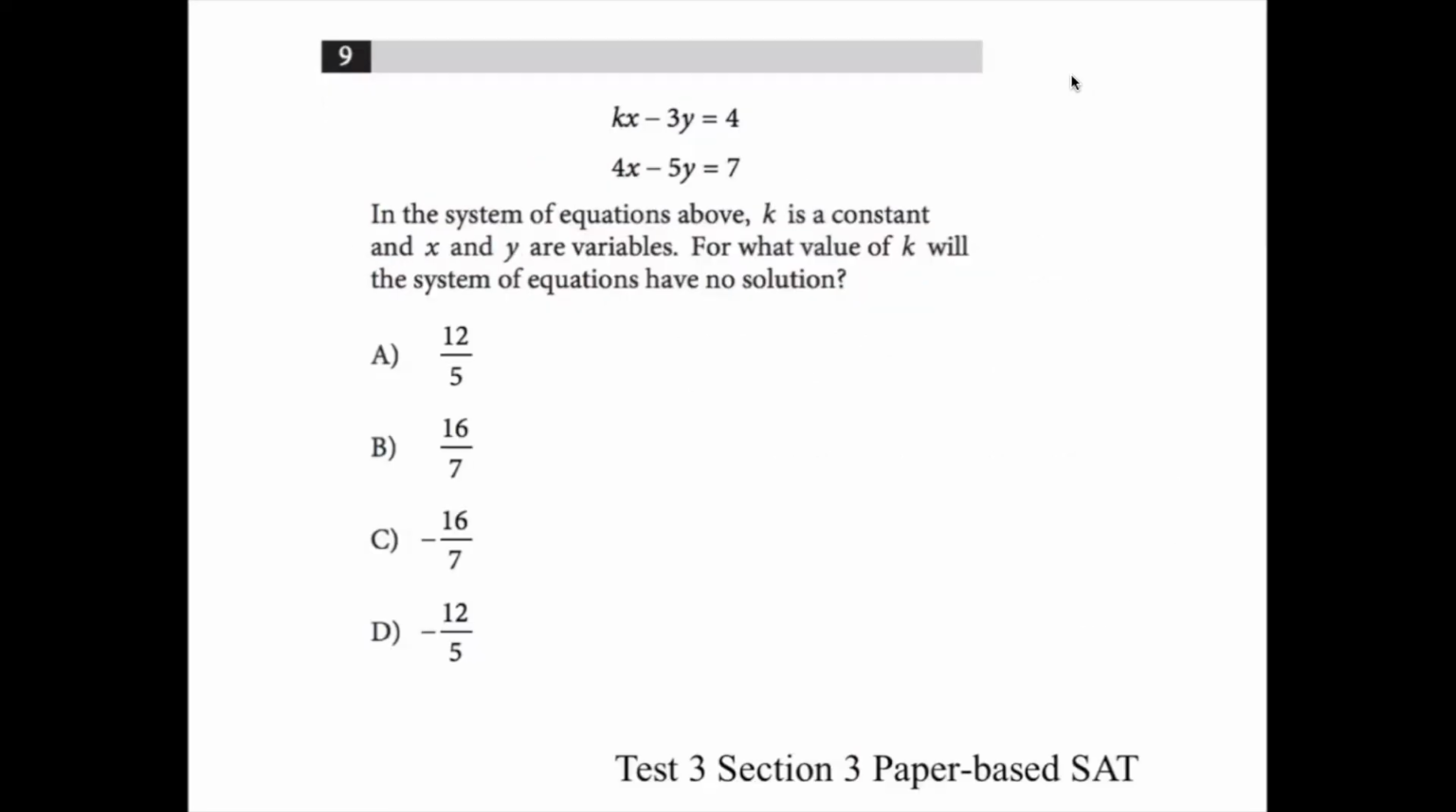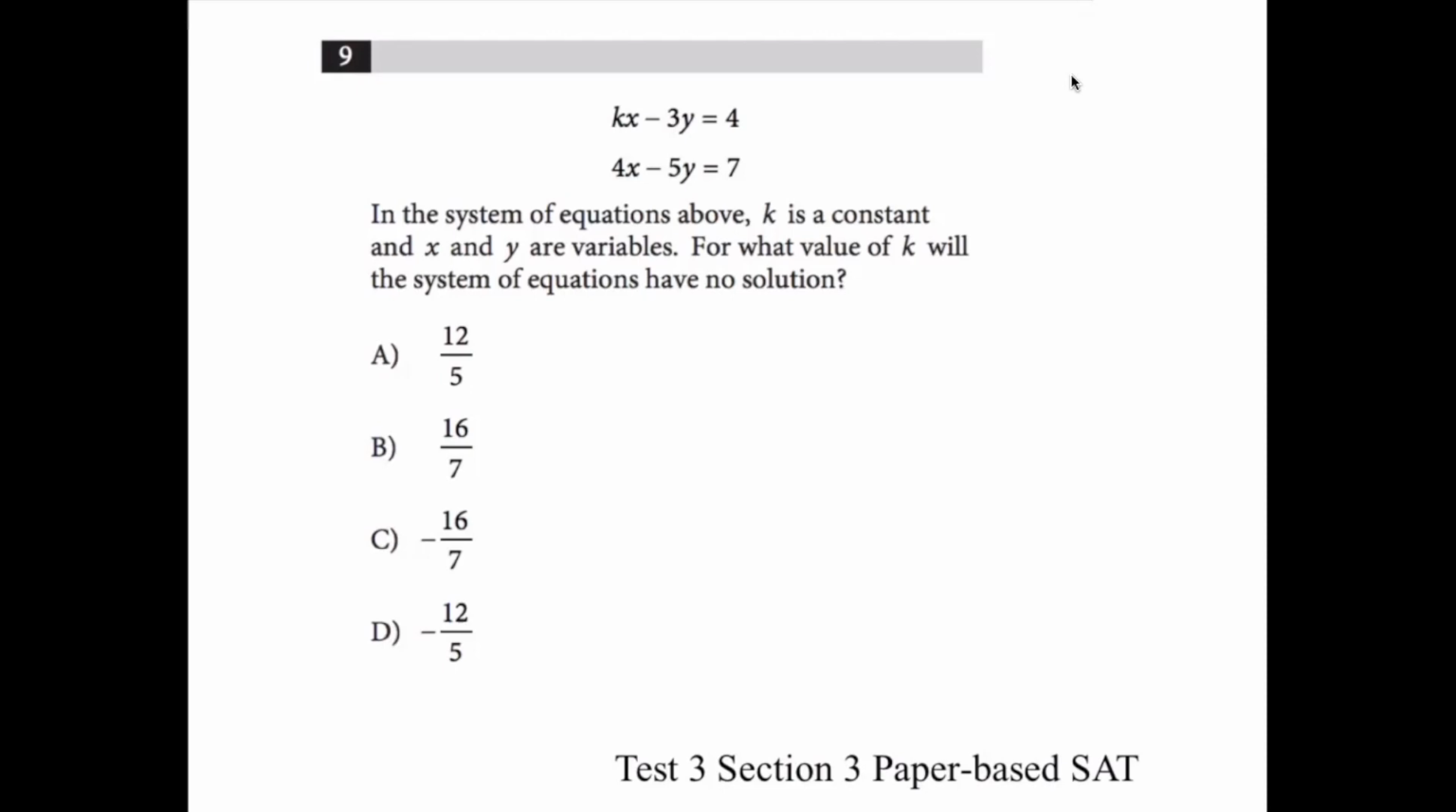This last question is about parallel lines. Let me show you how I know that. It says, in the system of equations above, k is a constant and x and y are variables. For what value of k will the system of equations have no solution? If it's a linear system, meaning that your x is raised to the first power for both equations, and it says there's no solutions, it has to be parallel lines.